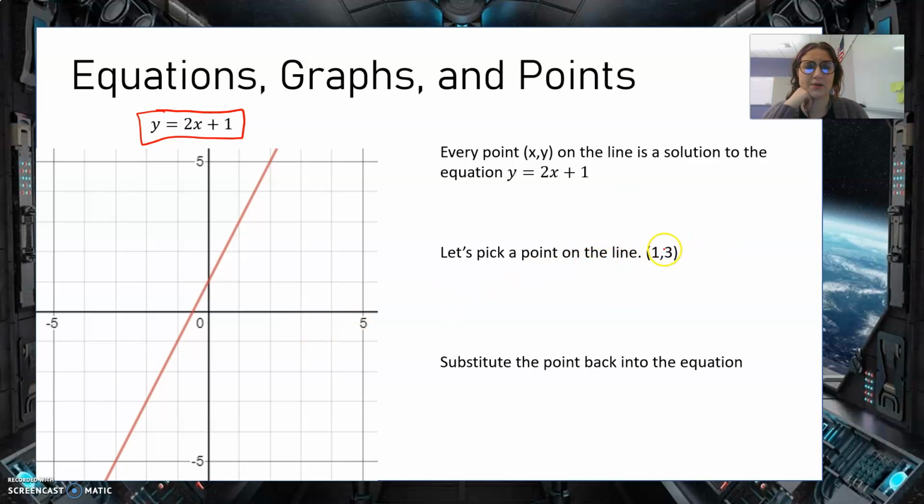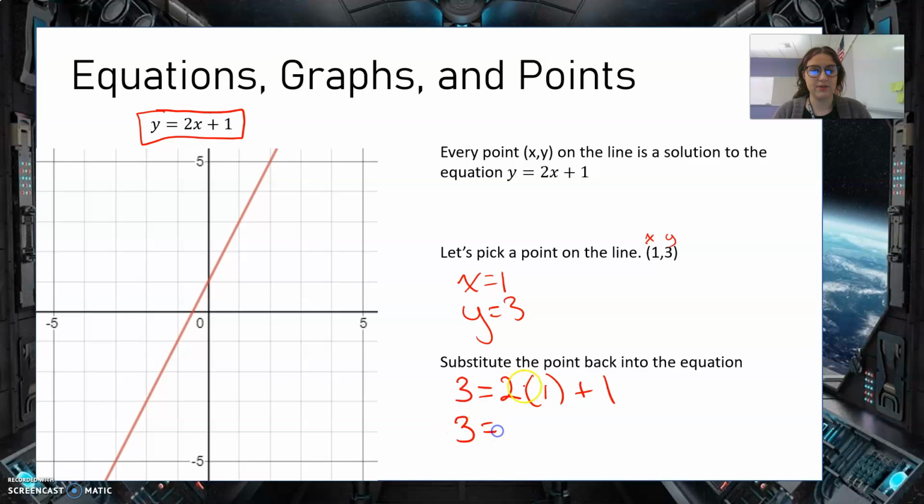So I give you this point (1, 3), where x equals 1 and y equals 3. So that's the ordered pair x, y, 1 comma 3. I'm going to substitute this point back into the equation and see if it's true. So if y is 3, I'm going to just put in 3 for y, equals 2 times 1, which is x, plus 1. And now I'm going to simplify. So 3 equals 2 times 1 is 2, plus 1. And then 3 equals 3.